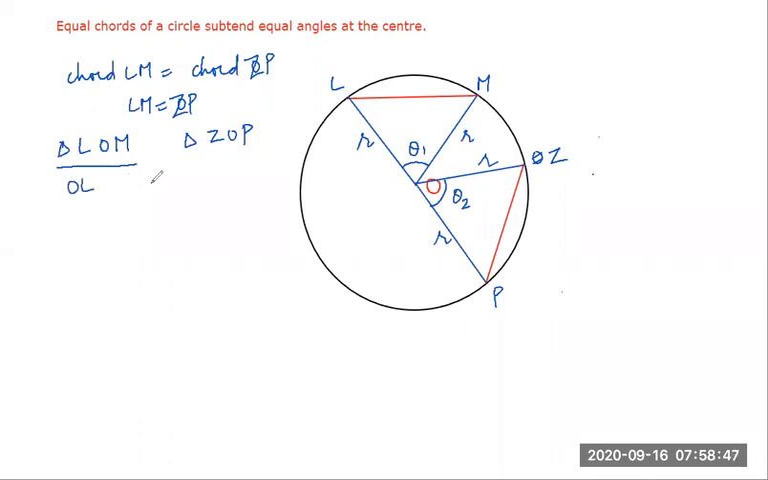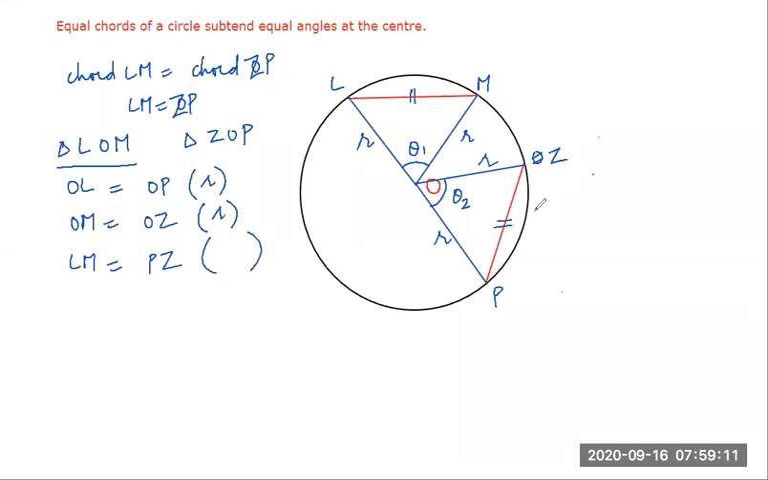So in these triangles, I can say that OL is equal to OP. Reason? It's a radius. Similarly, I can say OM is equal to OZ. Why? It's radius. And the third side, what? LM is equal to PZ. Why? It's equal. Can anyone say? How can we say LM is also equal to PZ? Anyone?